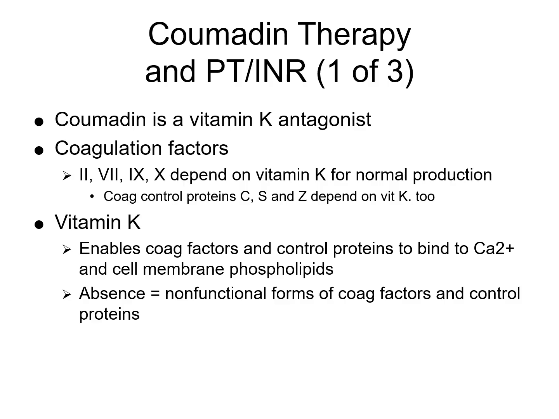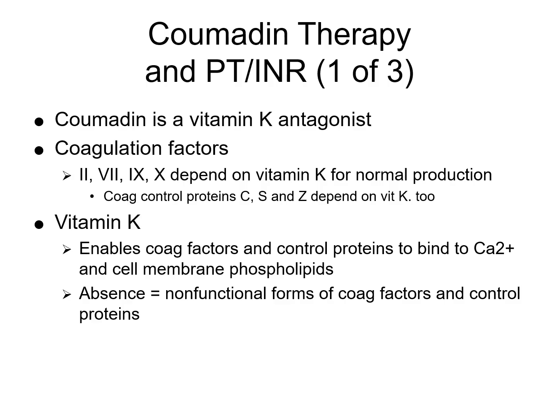The vitamin K dependent control proteins are proteins C, S, and Z; these also depend on vitamin K. These proteins regulate coagulation by inhibiting clot formation. Their dysfunction can alter the balance between coagulation and anticoagulation. So the role of vitamin K is it enables gamma carboxylation of specific glutamic acid residues on coagulation factors and control proteins. This modification allows them to bind calcium ions and cell membrane phospholipids.